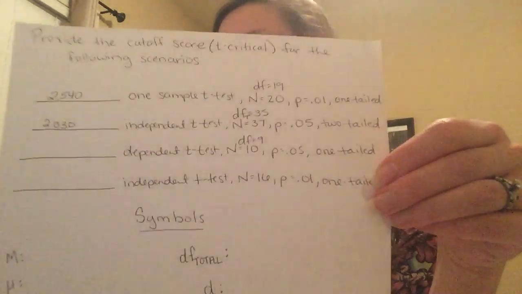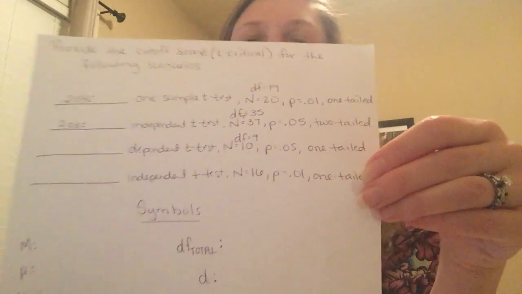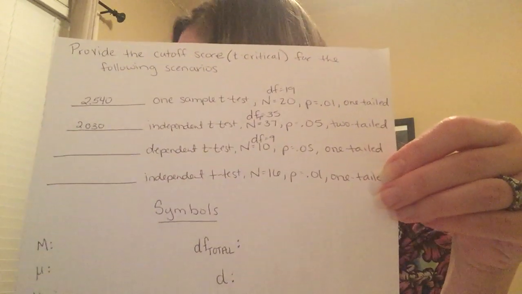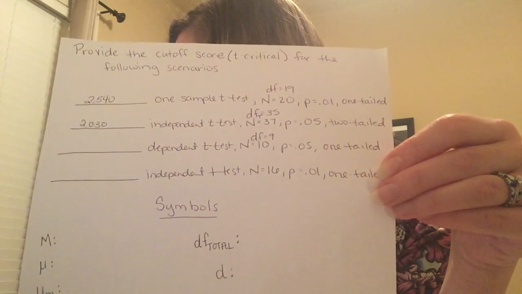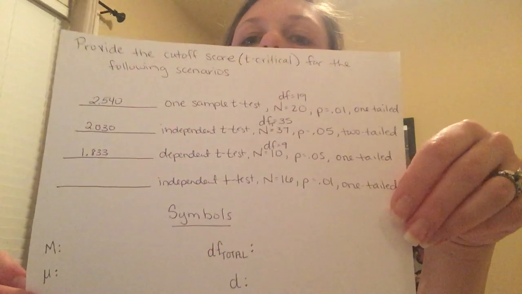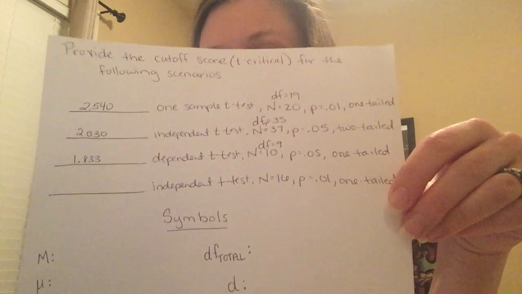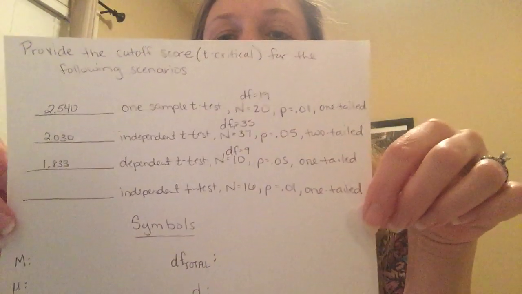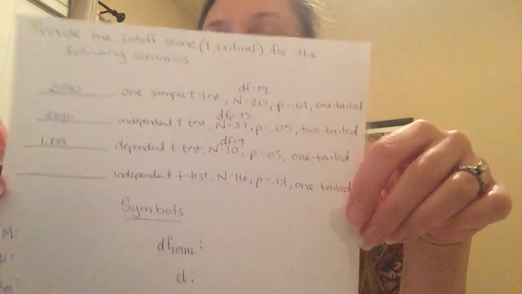Okay, so using the DF of 9, p-value 0.05, one-tailed, 1.833. Okay. Last one. Independent t-test, an N of 16, a p-value of 0.01, and it's one-tailed.